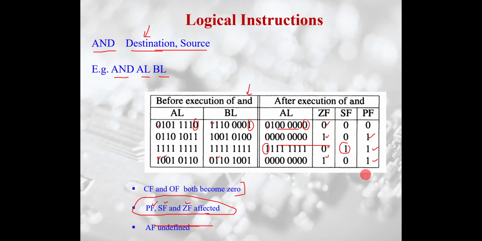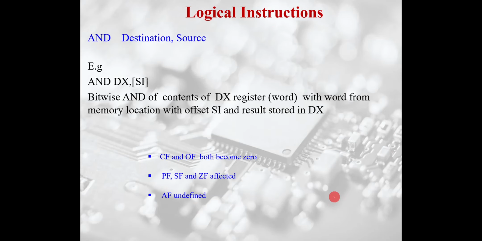Depending on these 3 flags, you can further write your program and decide about the branching. You could also use all the addressing modes which we studied earlier; the same thing is applicable even for the logical instructions. Now if I write AND DX, SI, obviously DX is 16-bit data.